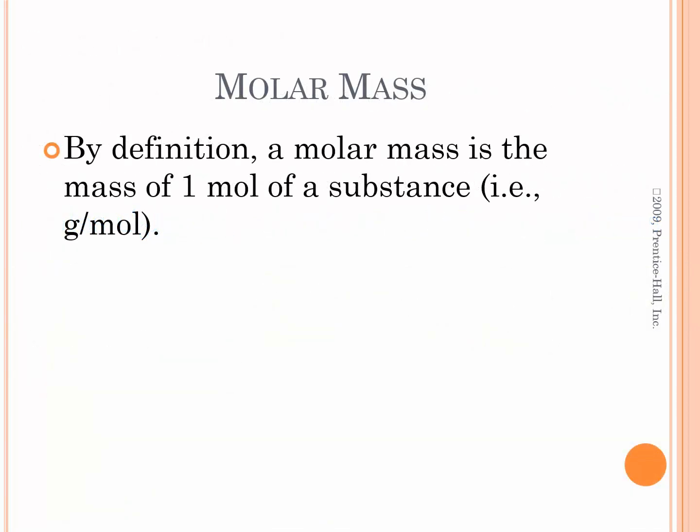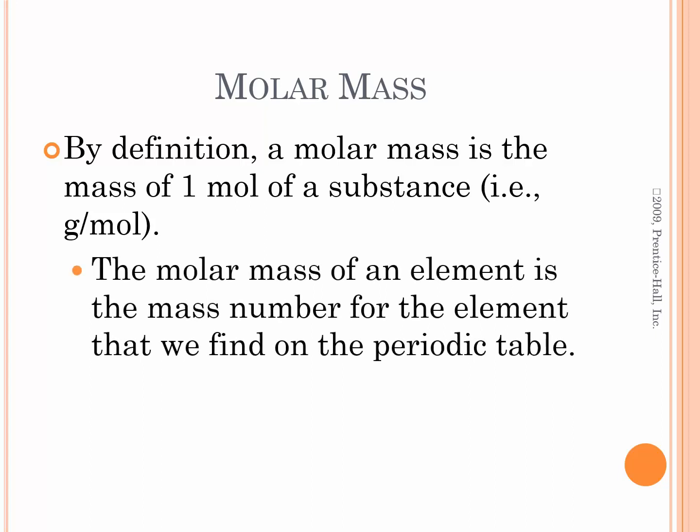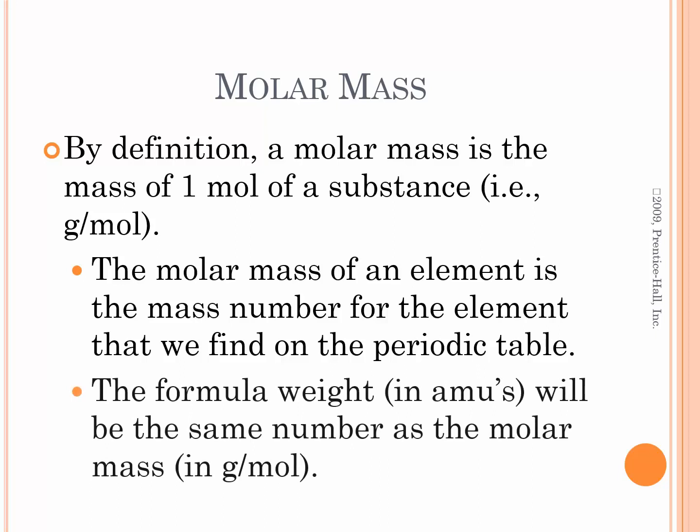Now we come to the so-called molar mass. By definition, a molar mass is the mass of 1 mole of a substance. The unit is gram per mole. The molar mass of an element is the mass number for the element that we find in the periodic table. For example, sodium 23. The formula weight in AMUs will be the same number as the molar mass in gram per mole. So, AMU will be equivalent to gram per mole.